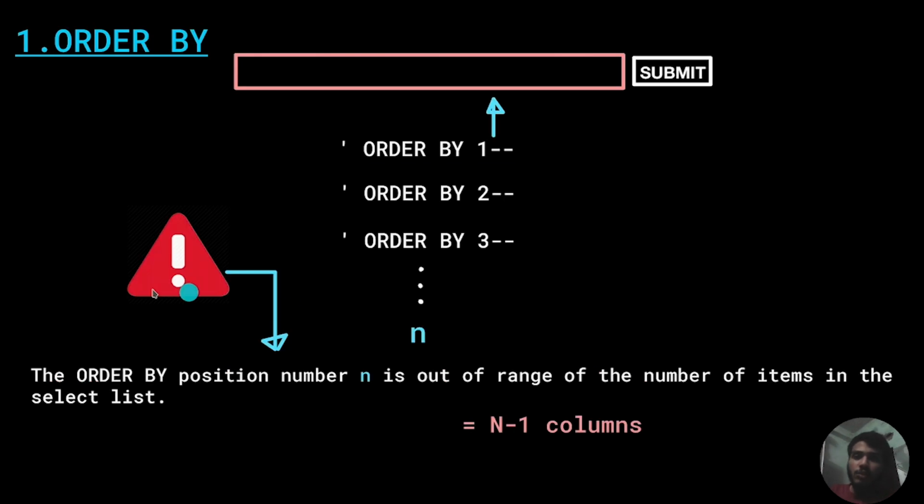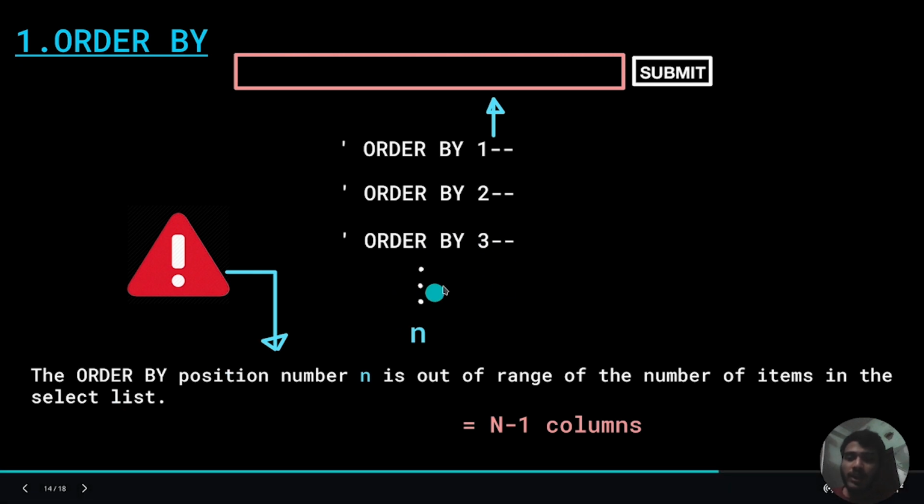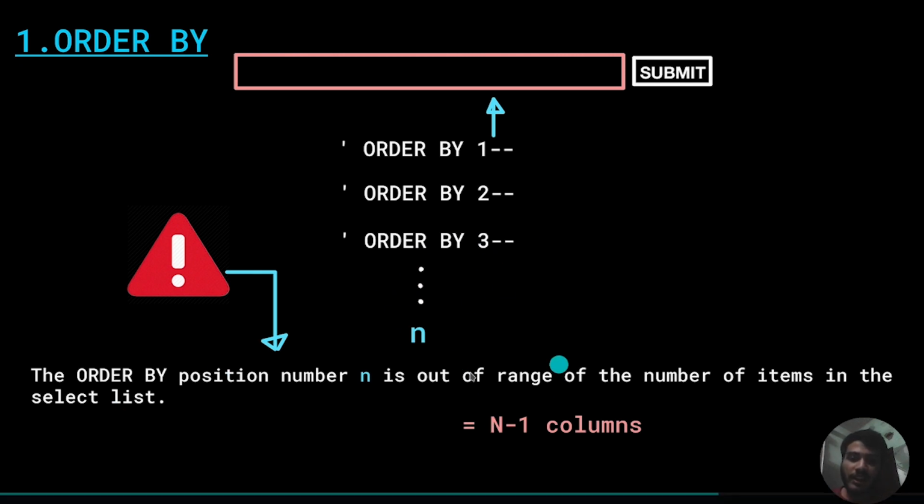For that we have two methods. Number one is order by. In the order by method, we inject the following payload: quote followed by order by 1 dash dash. If you do not get any error, that means there is at least one column present in the table. We continue up to n times until you get the error that the order by position number n is out of range of the number of items in the select list. When you get it, be sure that there are n minus 1 columns.